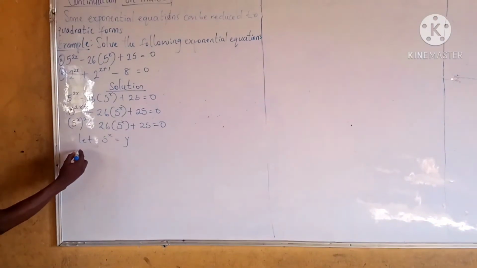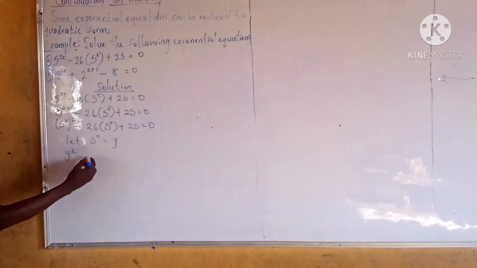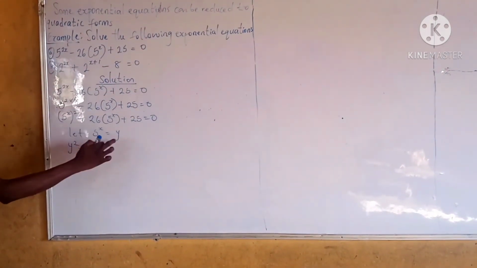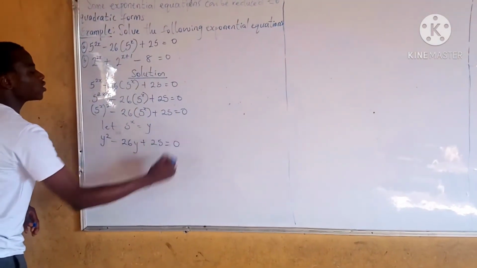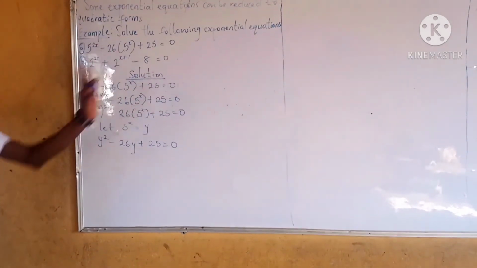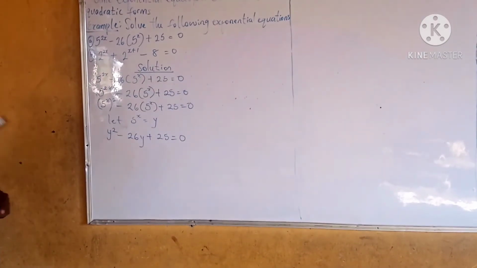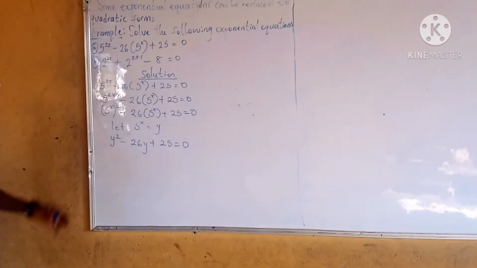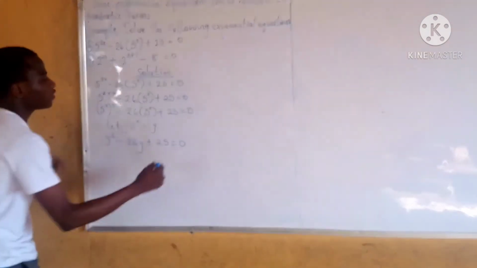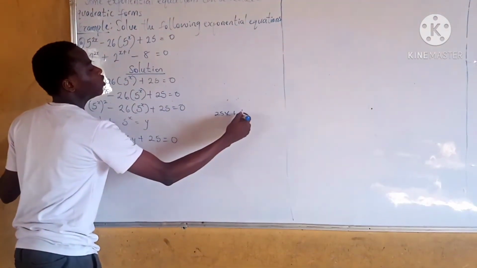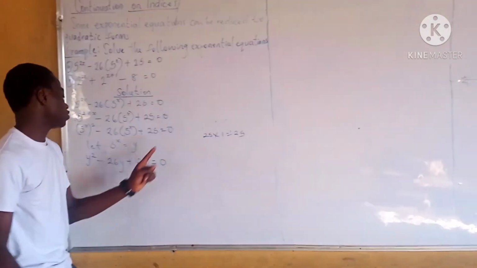So here we say y raised to the power 2. Since 5 raised to the power x is now y, then minus 26y, plus 25 equals 0. So this is a quadratic equation. Now let's find the factors of 25. We need two numbers that multiply to give 25 and, when added, give us minus 26. Let's say 25 times 1 gives 25, and 25 plus 1 is 26.